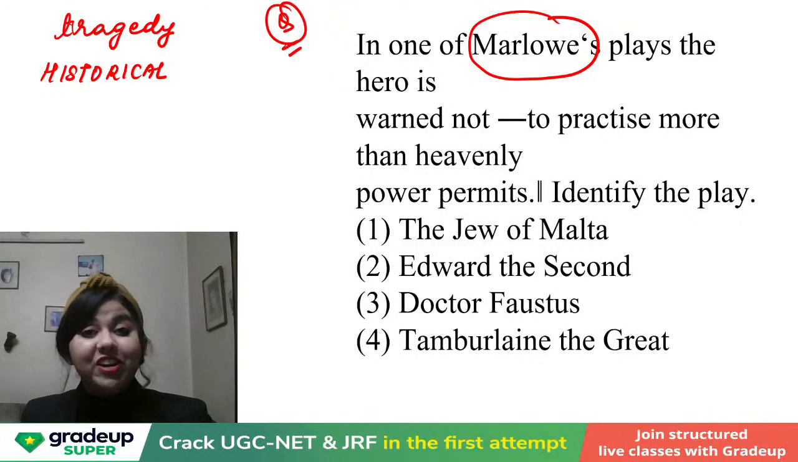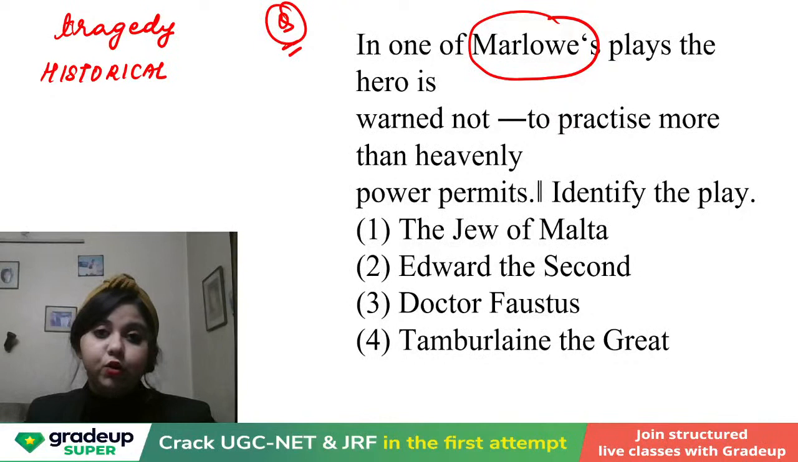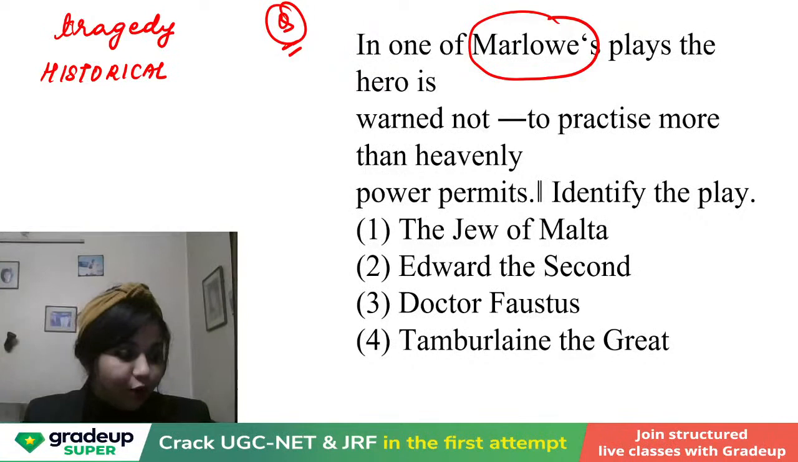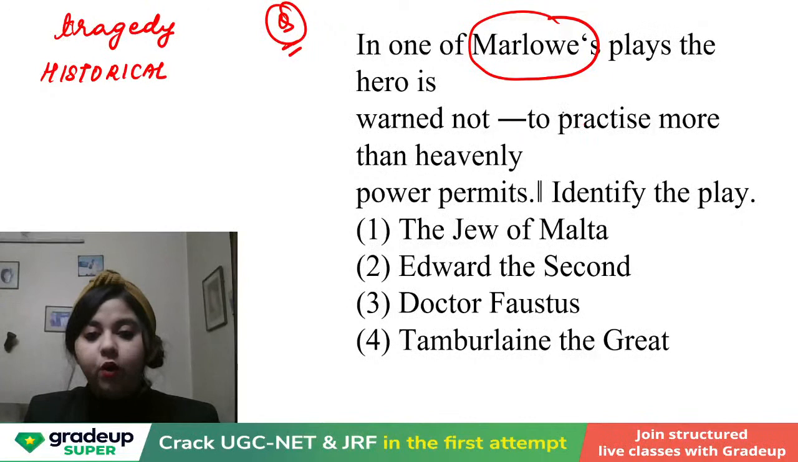Christopher Marlowe was born in the same year as William Shakespeare, and the conspiracy theory states that probably Marlowe was Shakespeare himself. And a lot of people other than that say that had Marlowe lived longer, he would have surpassed Shakespeare. And here, for example, see, The Jew of Malta is talking about anti-Semitism.